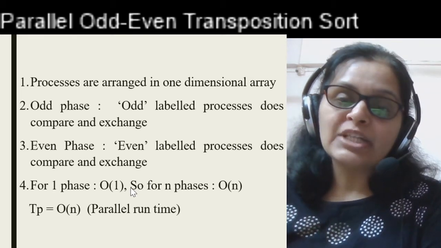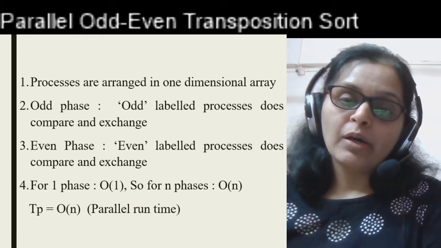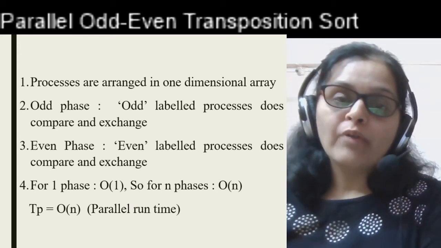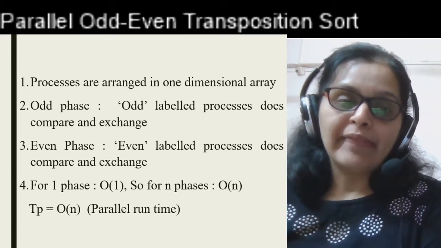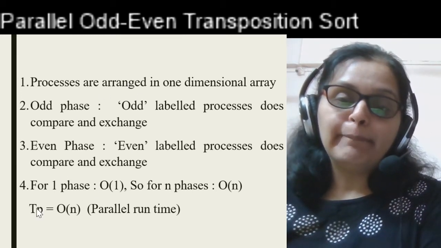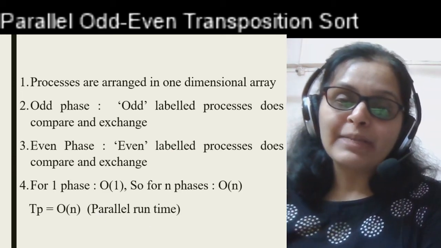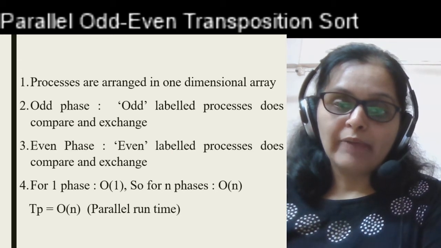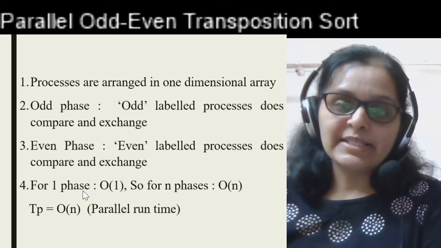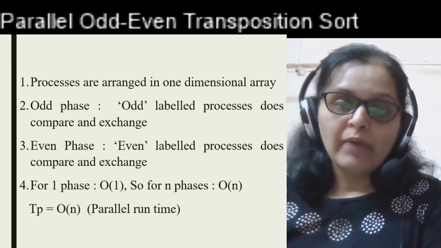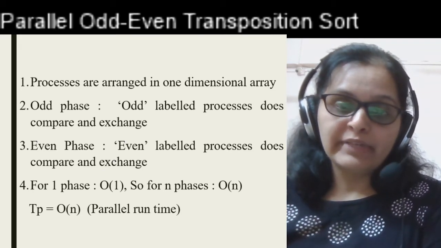And how many such phases we require, students? N phases. So the overall time complexity of this parallel odd even transposition sort is O(N). I am calling it as TP, that is parallel runtime. That is the first performance metric you have learned in your HPC course. So TS, that is the serial runtime, was O(N square), if you can recollect my previous video lecture.